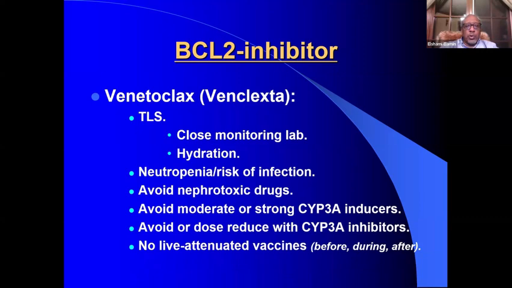And remember, no live attenuated vaccine should be given before, during, or after Venclexta or venetoclax. So once you decide to give the patient this drug, advise them no live attenuated vaccines.